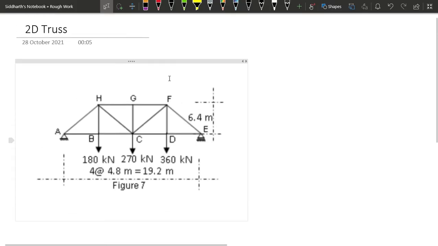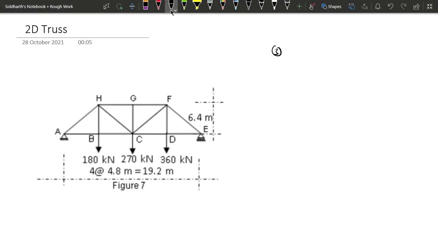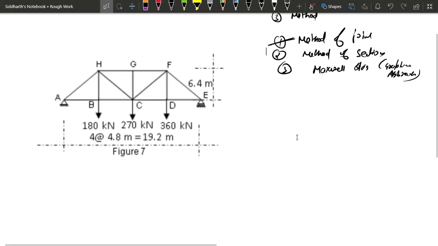Hello guys, in this video we will be learning how to solve a 2D truss. So we have actually three methods that we can use to solve a truss. First is the method of joints, another is the method of sections, and then we can solve using the Maxwell diagram. This Maxwell diagram is also known as the graphical approach. So we will be learning only how to solve using the method of joints in this video.